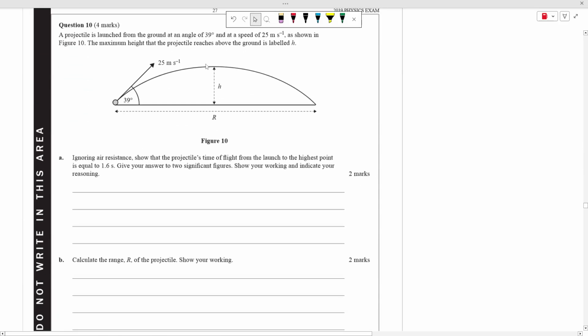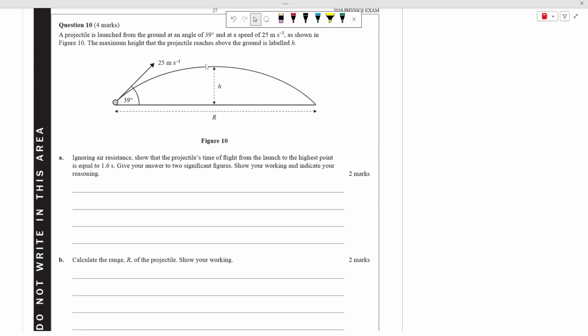Alright, question 10. A projectile is launched from the ground at an angle of 39 degrees and at a speed of 25 meters per second as shown in figure 10. The maximum height that the projectile reaches above the ground is labelled h. Ignoring air resistance, show that the projectile's time of flight from the launch to the highest point is equal to 1.6 seconds. Give your answer to 2 significant figures. Show your working and indicate your reasoning. I don't know why it would say give my answer to 2 significant figures if it's telling me that the answer is 1.6. Anyway, whatever.